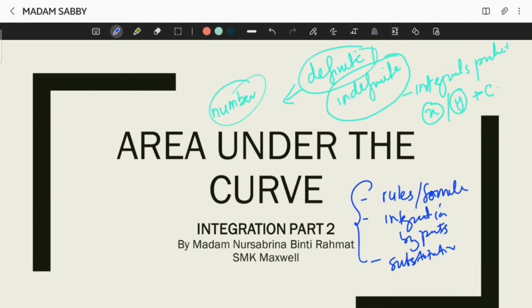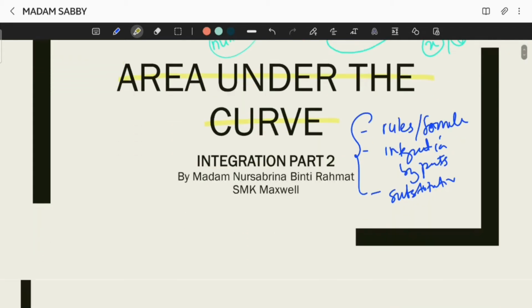Alright, so today our focus is only on the first part of the application of integration, which is area under the curve. You're going to find the area bounded by the curves given in the integral function in the question. Application of integration is divided into two parts. The first one is area and the second one is volume. In this video we're only focusing on the area.